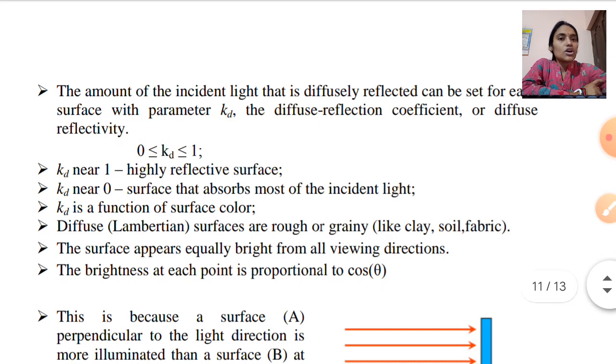Diffuse surfaces are rough or grainy, like clay, soil, fabric. Okay, all of you remember these things. Surfaces which are rough means clay surface, soil surface or fabric surface. The surface appears equally bright from all viewing directions. These things we also told you previously.